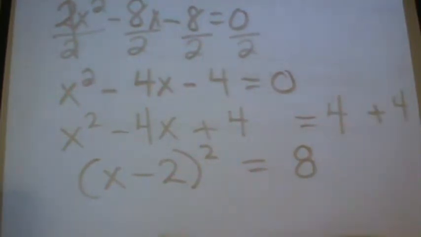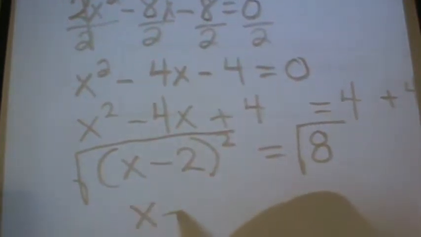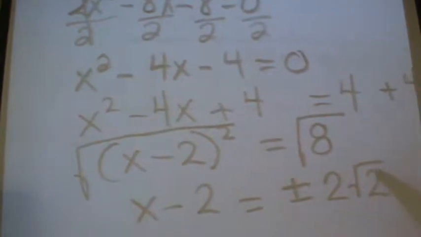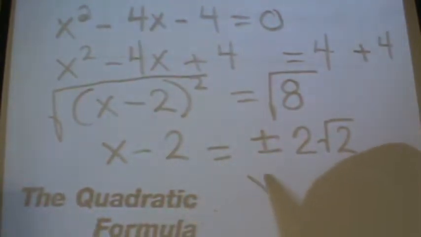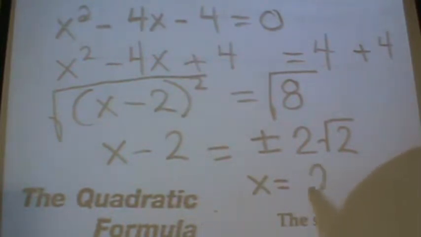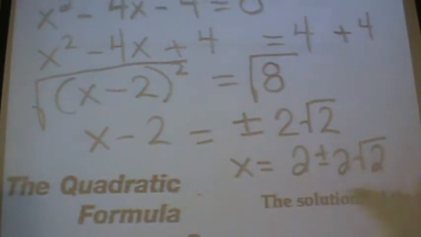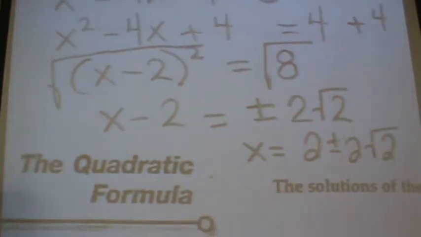Then what? Remember this? What's the square root of 8? 2 root 2. And now do what with this negative 2? Add 2. So what's your final answer? x equals 2 plus or minus 2 root 2. Now again, these are exact. You can estimate them if they ask you to.